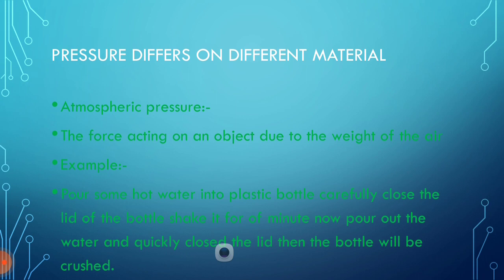We all know that many gases, solids and liquids, when heated up, will expand. This is known as thermal expansion. So because of this, the atmospheric pressure inside the bottle will become low and the outside pressure will be high. So the force created from the outside is more, so the bottle will be crushed.